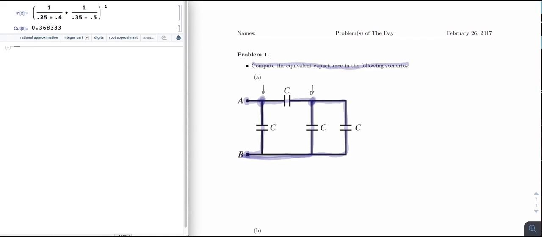So which one should I address first? Well, look at this point. If I address this one first, is this capacitor in series or parallel with this capacitor? Is this in parallel with this? It looks like it, and it's in parallel with this. So I'm not sure here what these configurations are at this point.